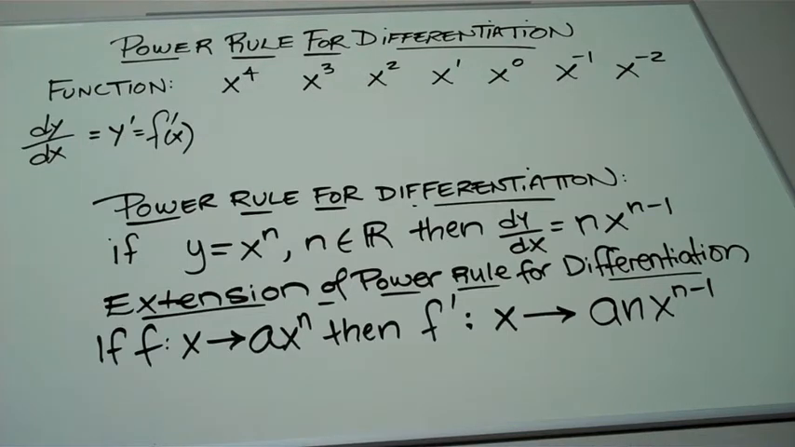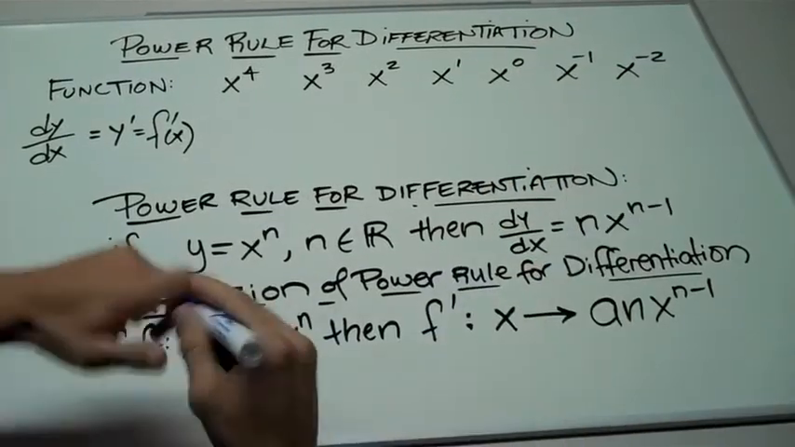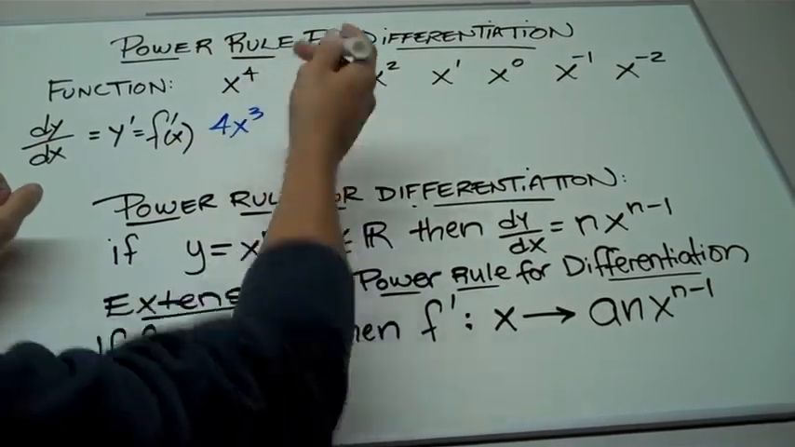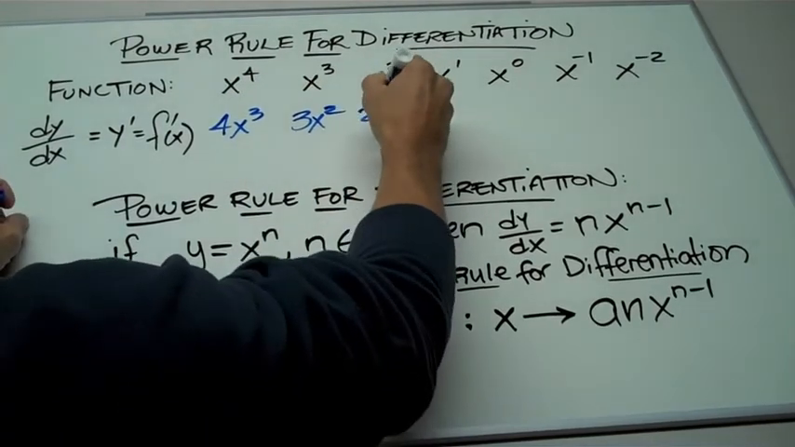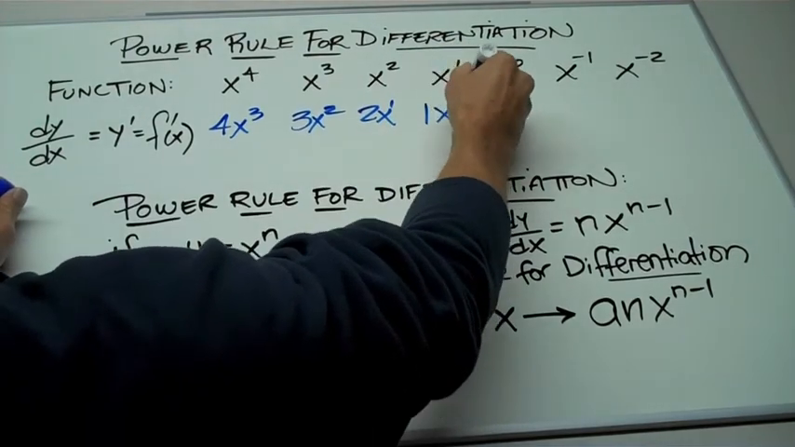Well, if we go through that whole process of finding the limit as h goes to 0 of f of x plus h minus f of x all divided by h, we get the following results. For the function x to the fourth, we get 4x to the third. For x to the third, we get 3x squared. For x squared, we get 2x to the 1. For x to the 1, we get 1x to the 0.